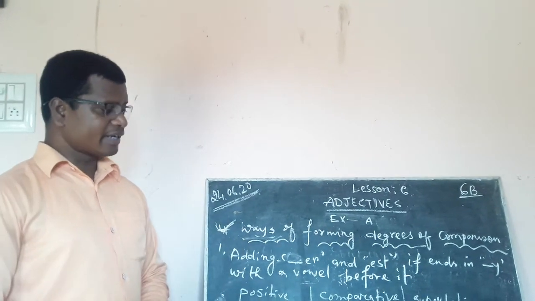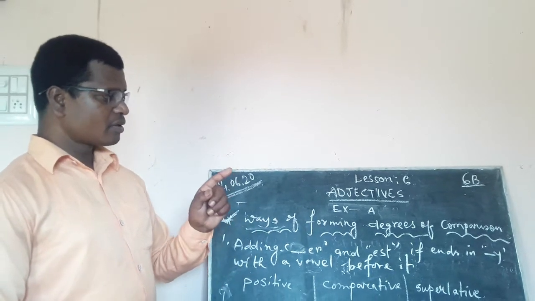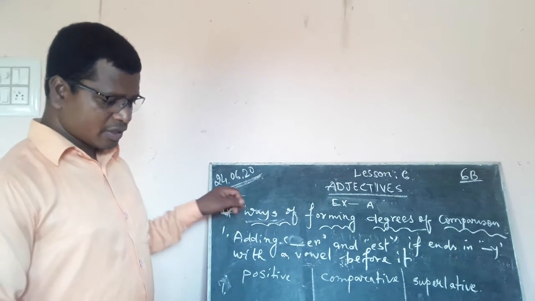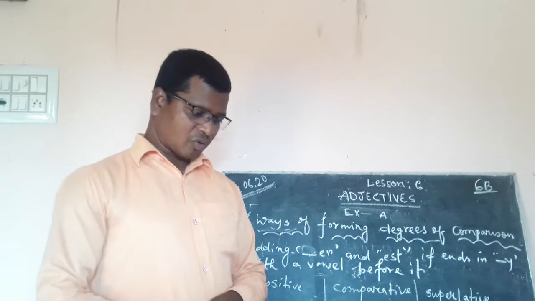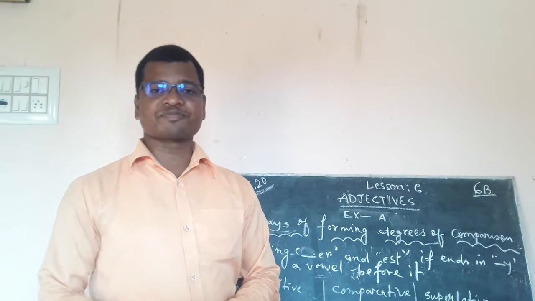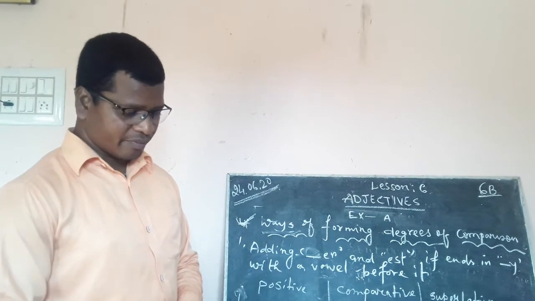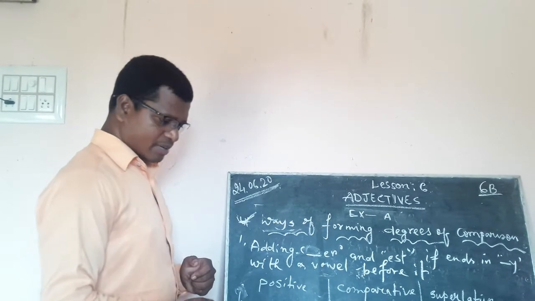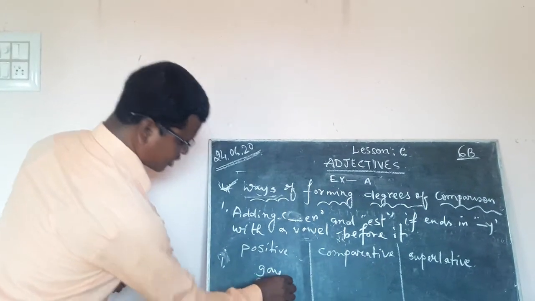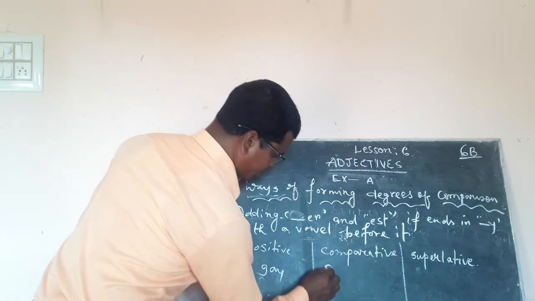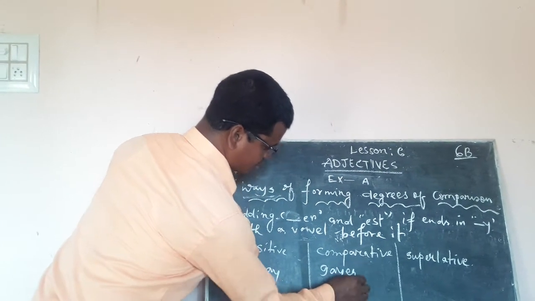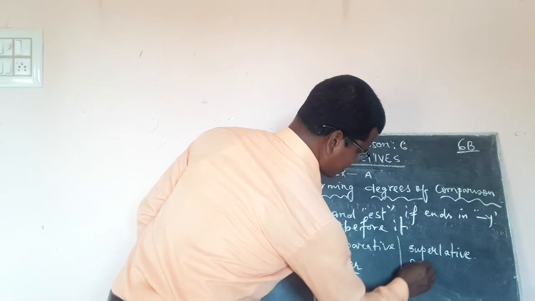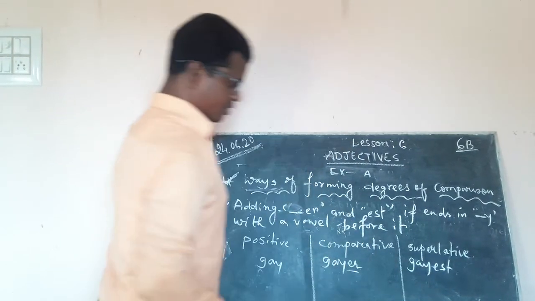Adding ER and EST if it ends in Y with a vowel before it. So what do we do here? It says, by adding ER or EST if the positive degree ends in Y with a vowel before it. For example, gay is in the positive degree, and in the comparative we write gayer, so ER is added, and in the superlative, gayest, EST is added.